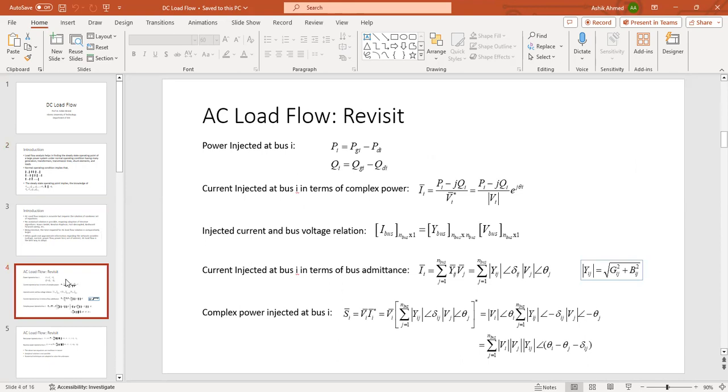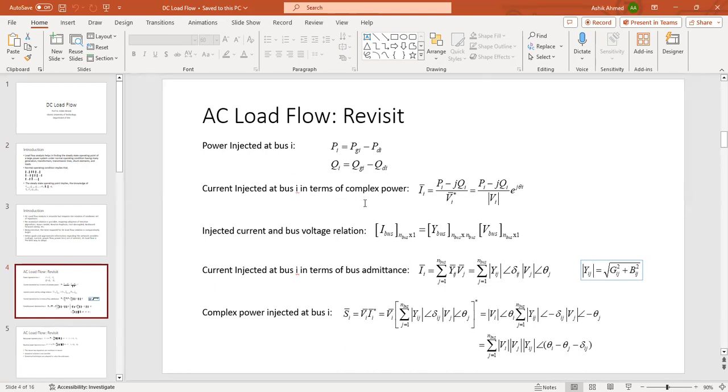So if we go through quickly what we discussed in the last class in the DC load flow part of our discussion, we talked about the power injection at any bus I. In an AC load flow problem, we usually talk about the real power injection at bus I, which is basically the real power generation at that bus minus any demand required to be supplied at that bus. Similarly, we can formulate the expression of the reactive power injection at any bus I. That is again a function of the generation of reactive power by the generator present at that bus minus the reactive power demand at that bus.